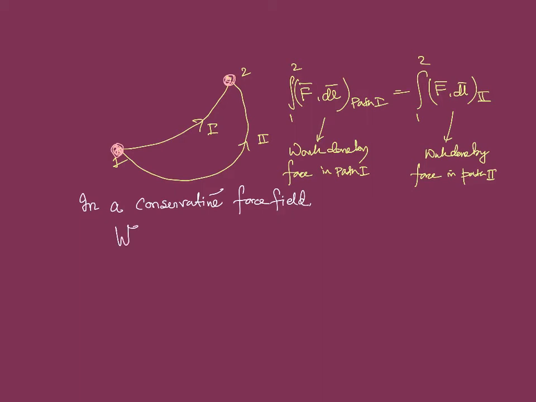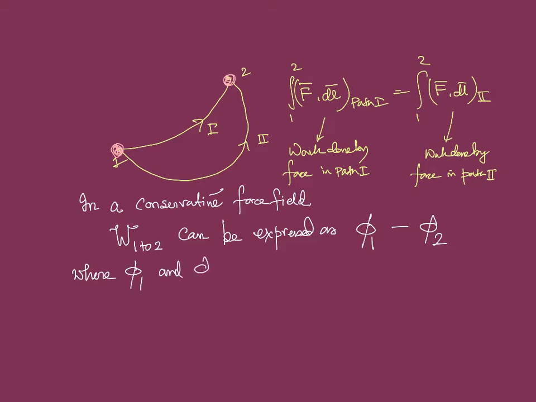this work done from 1 to 2 can be expressed as the difference between two functions, say phi 1 minus phi 2, where phi 1 and phi 2 are two constants associated with points 1 and 2, points or states, in the conservative field.